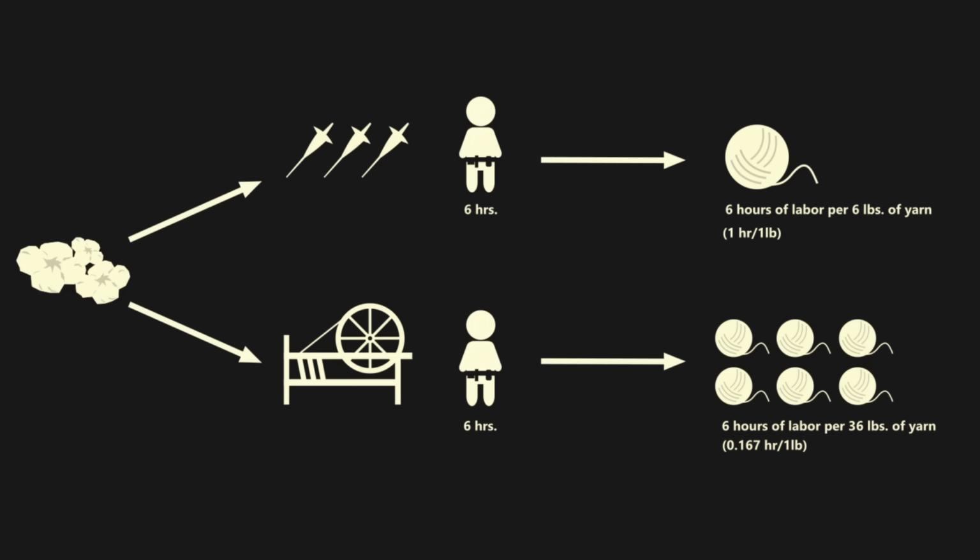The amount of new value added in the final product is actually the same. It corresponds to 6 hours of labor done by the spinner. However, there is much more of the final product. What this means is that there is less new value in every pound of yarn spun.